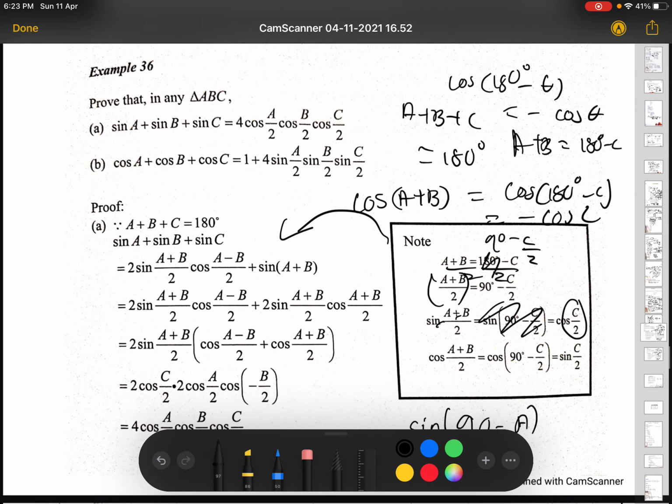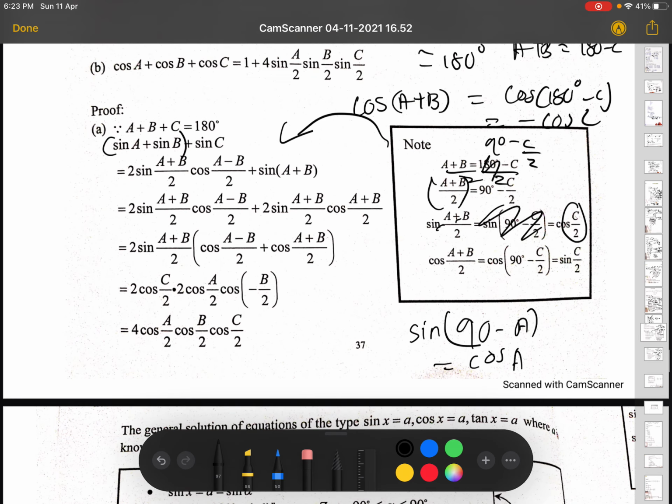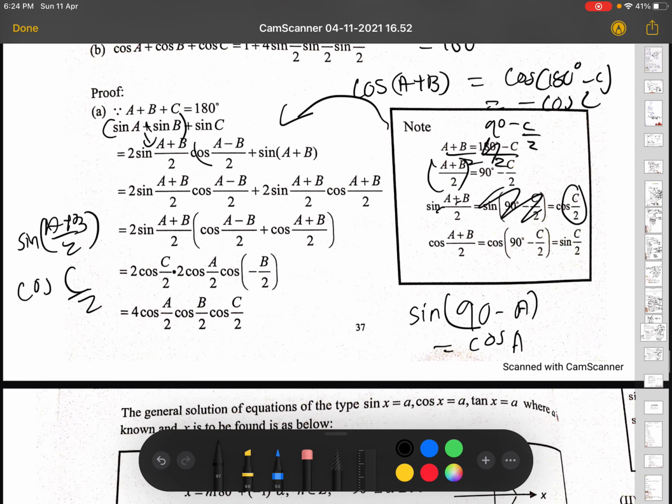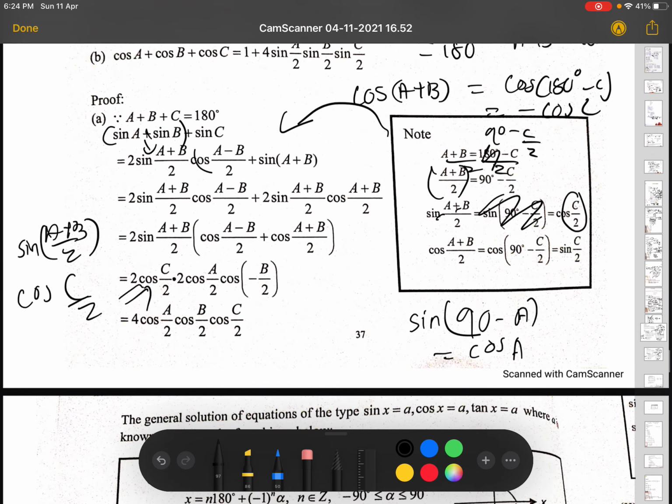So I took a picture of it. Sine A plus sine B plus sine C. I will put sine A and B together first. You turn the addition into multiplication. So 2 sine of A plus B over 2 cos of A minus B over 2. You cannot do anything with this yet, but you know that sine of A plus B over 2 is equal to cos C over 2, right? So that's where this thing comes from. But don't directly turn it yet. Try and make them the same first.